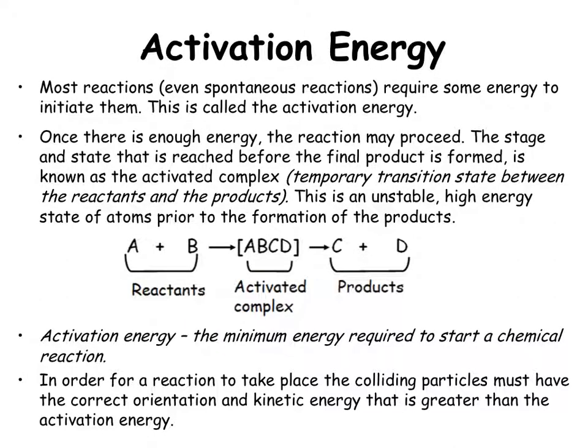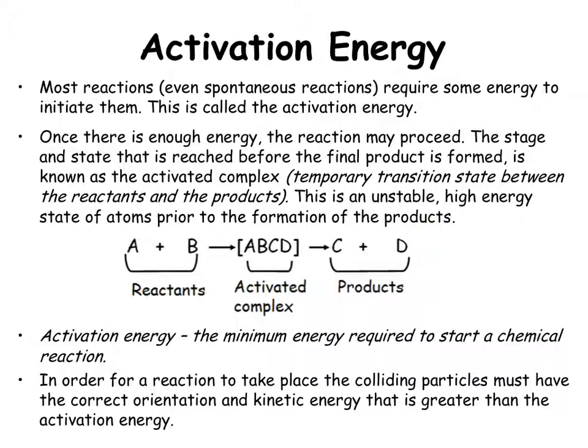In order for a reaction to take place, you're first going to have to get what is called an activated complex. Most reactions require some energy to get started. That's our activation energy, the starting energy. Once you've got enough energy, the reaction goes on. There is a stage that is reached before the final product, and it is called the activated complex. That is a temporary transition state between the reactants and the products. It's unstable, it has a lot of energy, and the energy is released as we form the products.